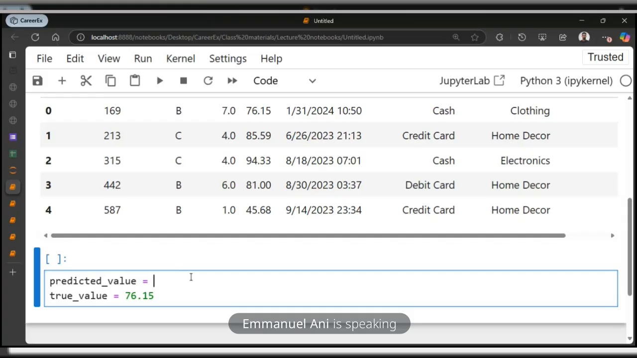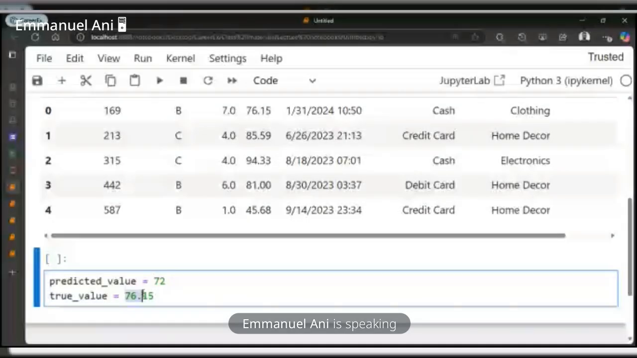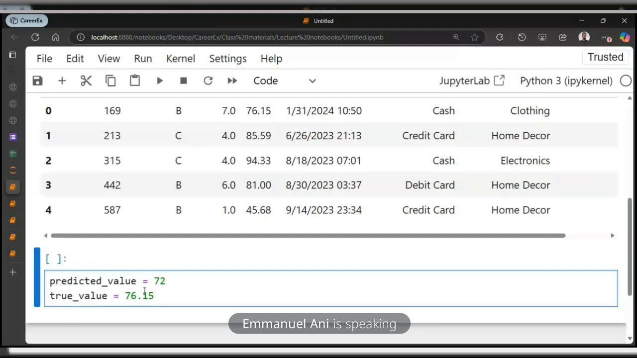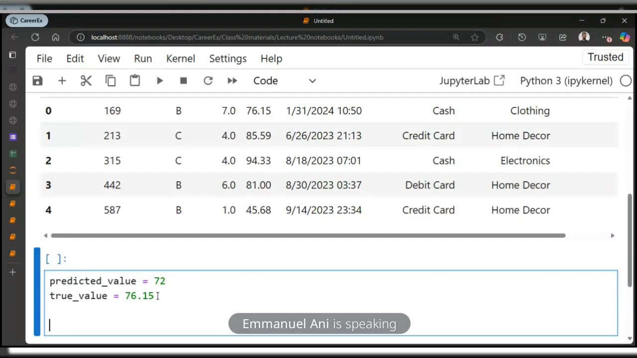Let's say we're going to have something like 82, or let's say 70, or let's say 72. So it tries to do that to a point where the error is minimal. So if you check the error in this case, let's just use a very simple error formula. Let's subtract this true value from this one. So the error in this case would be 76 minus 72, which is going to be 4. So the error is 4.